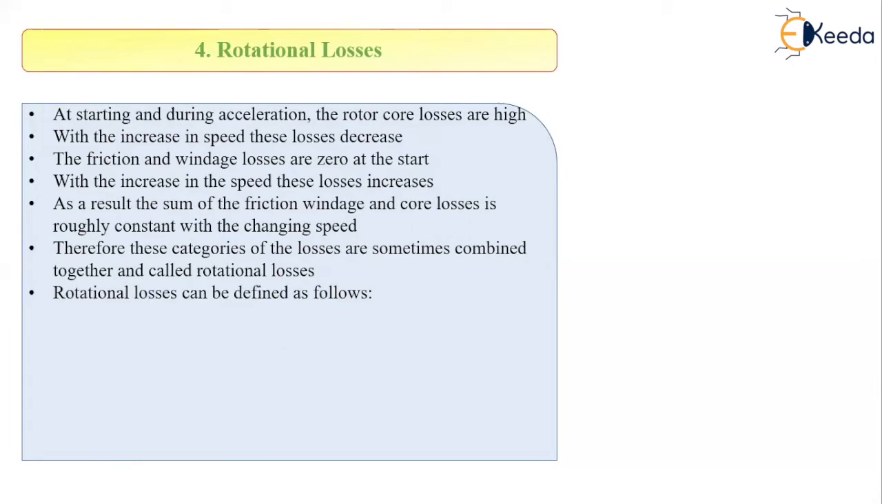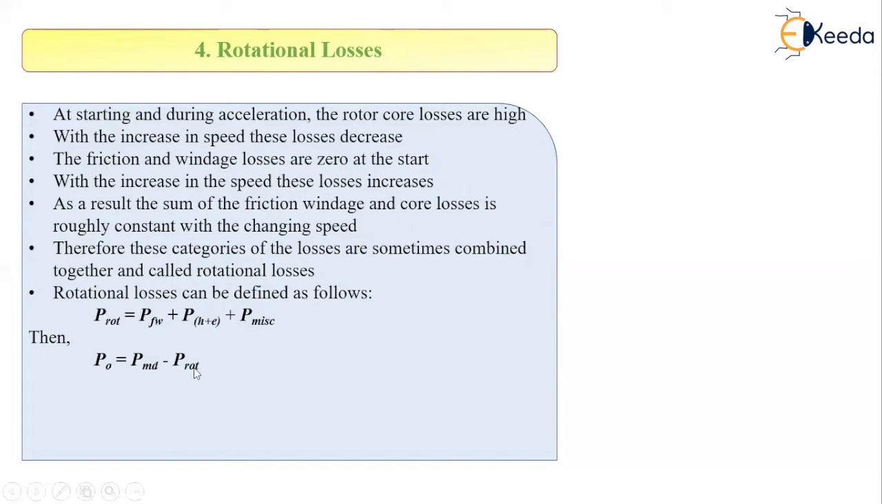If you want to define the rotational losses, it can be written in this formula. Rotational loss is nothing but friction and windage loss plus core loss, that is hysteresis plus eddy current loss, plus stray load loss, that is miscellaneous loss. Then if we want to denote the output power equation in terms of the rotational loss, we can simply say output power is equal to PMD minus rotational losses.